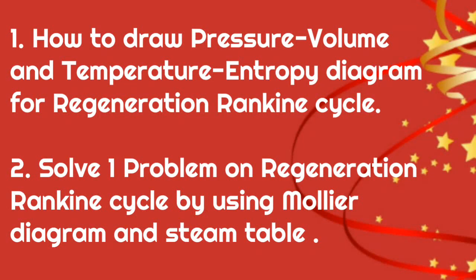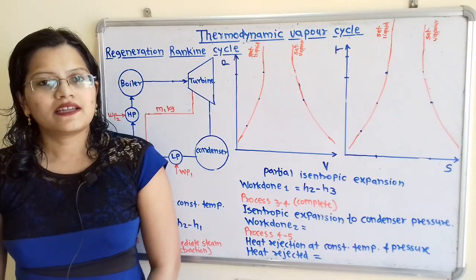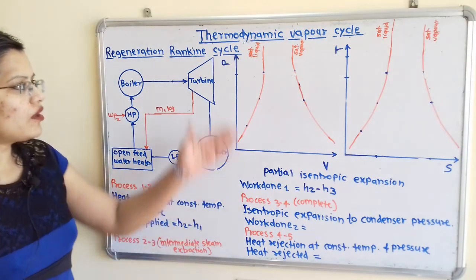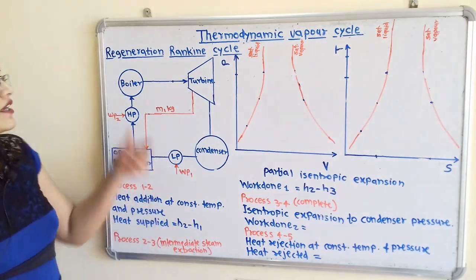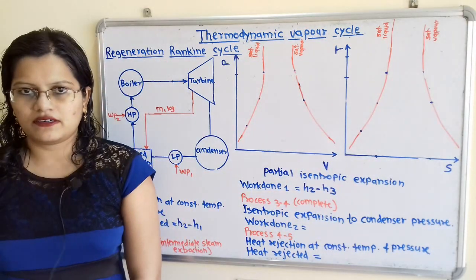First question is how to draw pressure, volume and temperature entropy diagram for regeneration Rankine cycle, which is thermodynamic vapor cycle. Second question, solve one problem on regeneration Rankine cycle by using Mollier diagram and steam table. Let us understand how to draw pressure, volume and temperature entropy diagram for regeneration Rankine cycle.